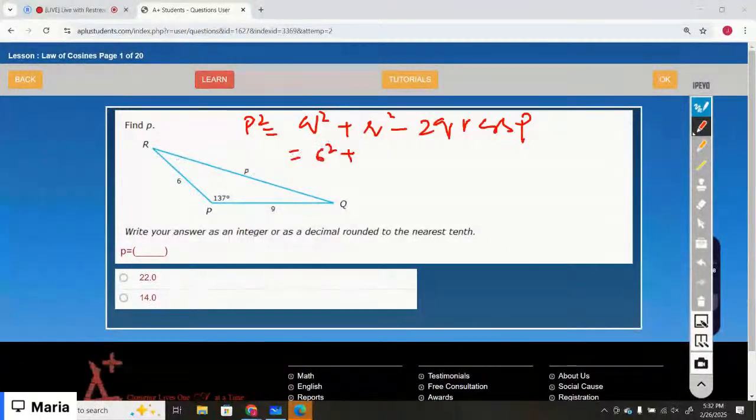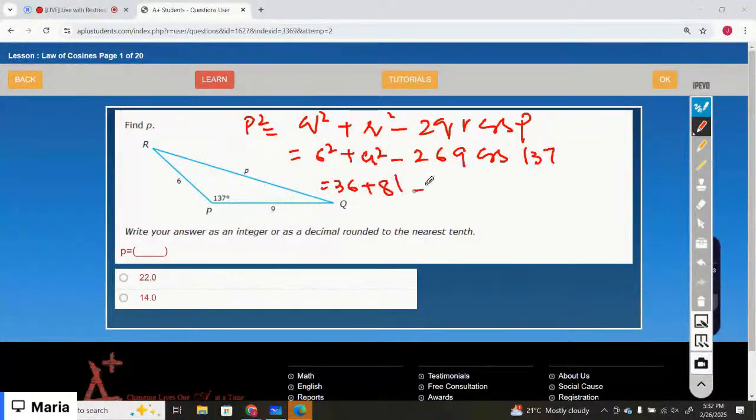Q is 6 square plus R square is 9 square minus 2 times 6 times 9 cos 137. That is 36 plus 81 minus cos 137. Cos 137 is negative 0.731. Negative 0.731 times 9 times 6 times 2, that is plus 78.94.